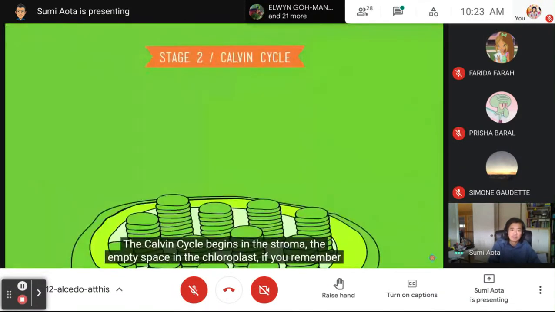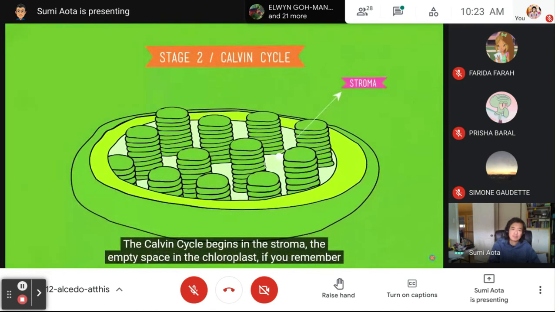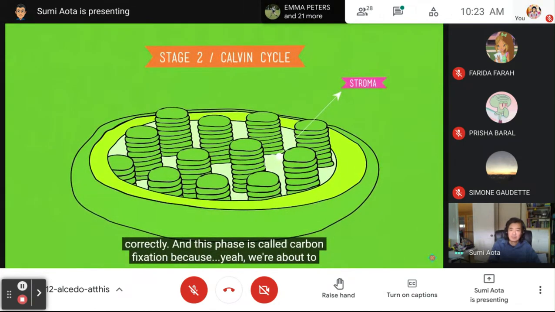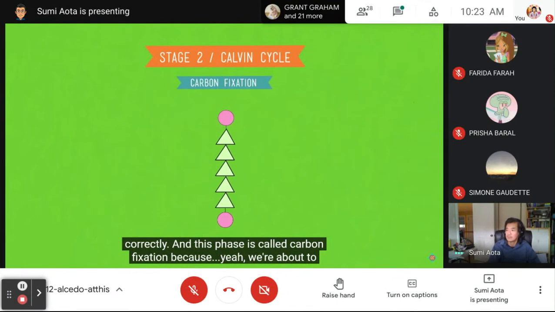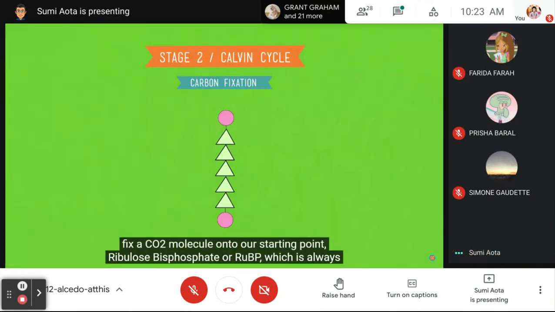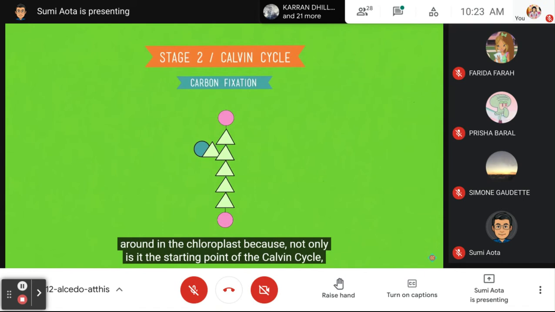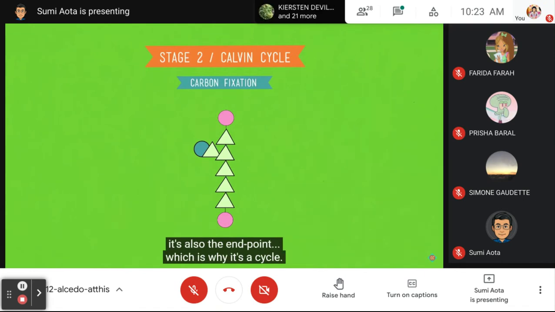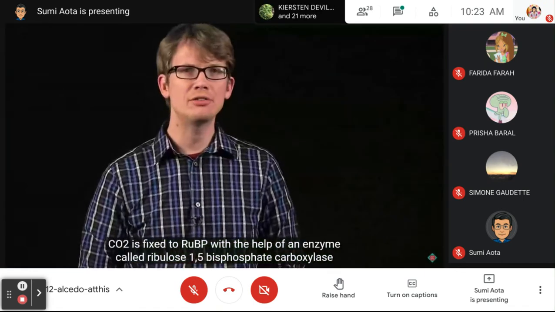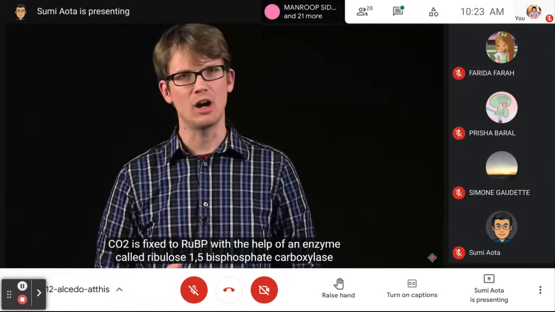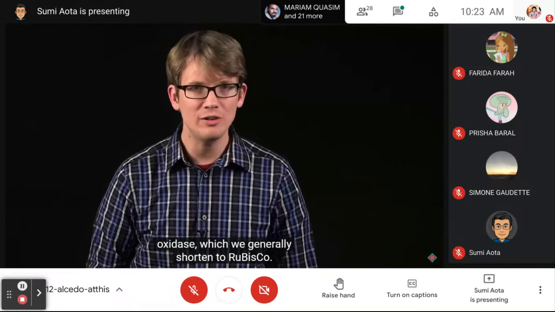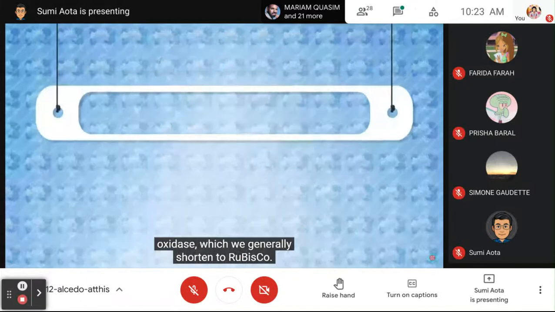The Calvin cycle begins in the stroma, or the empty space inside of the chloroplast, if you remember correctly, and this phase is called carbon fixation because, yeah, we're about to fix a CO2 molecule onto our starting point, ribulose bisphosphate, or RuBP, which is always around in the chloroplast because not only is it the starting point of the Calvin cycle, it's also the end point, which is why it's a cycle. CO2 is fixed to RuBP with the help of an enzyme called ribulose 1,5-bisphosphate carboxylase oxygenase, which we generally shorten to Rubisco.